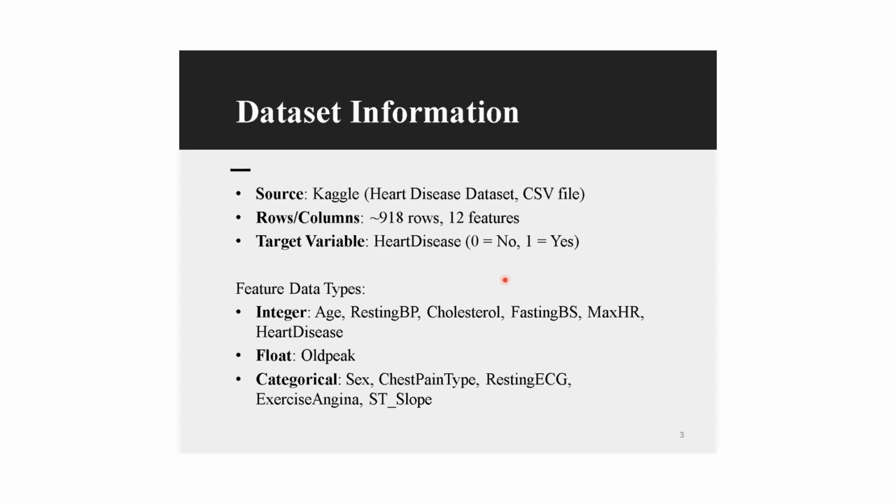Here 0 means it is normal, and 1 means the person has heart disease. The feature data types are 3: integer, float and categorical.